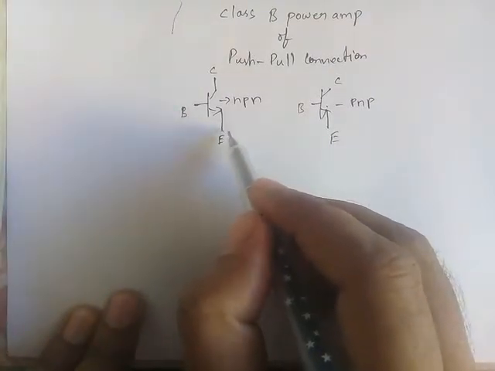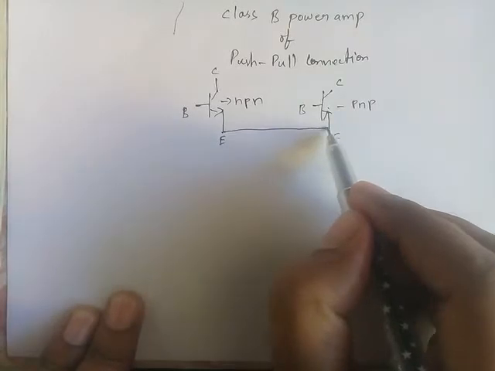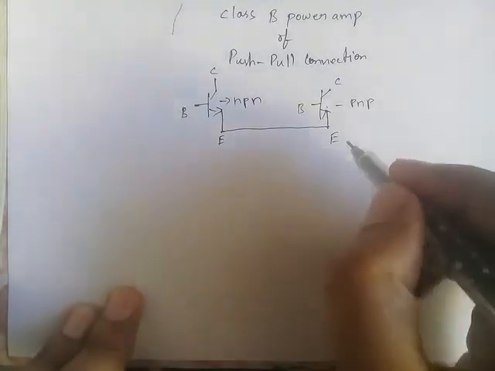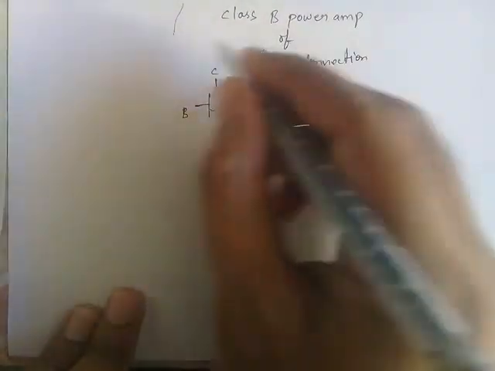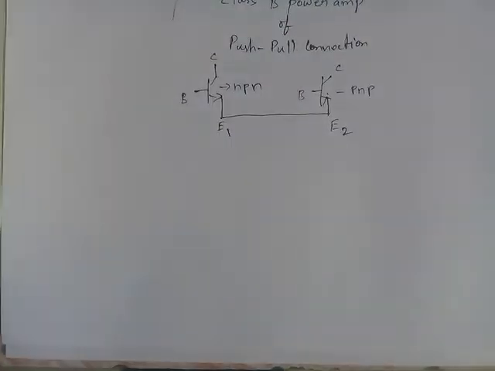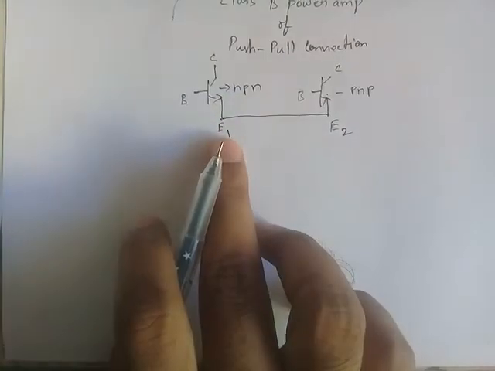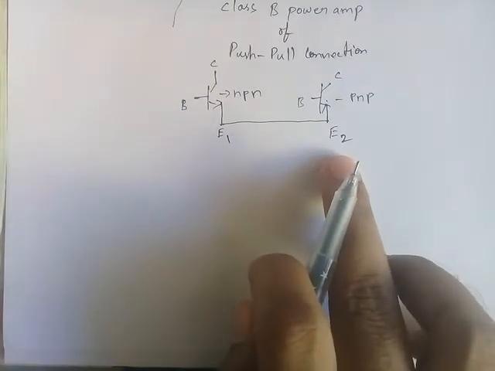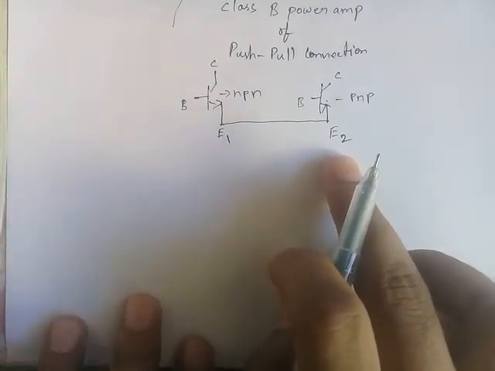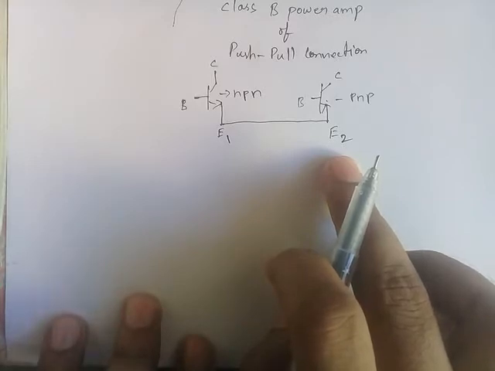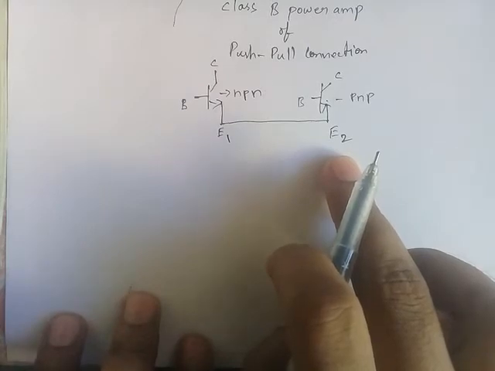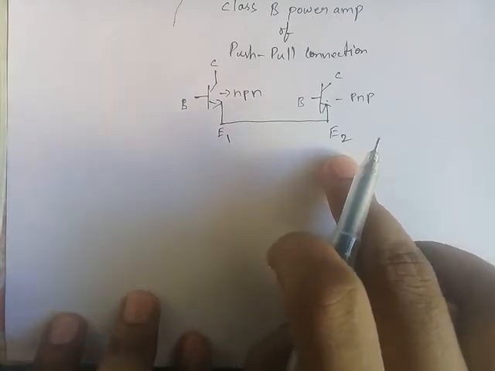But this push pull connection will be given as the NPN transistor's emitter terminal E1 connected with the PNP transistor's emitter terminal E2. So this connection is known as push pull connection. It means the NPN transistor's emitter terminal E1 is connected with the PNP transistor's E2 terminal. So whenever you are using two types of transistors, then we will get the total full cycle at the output. That is the reason why we are going for the push pull connection of class B power amplifier.